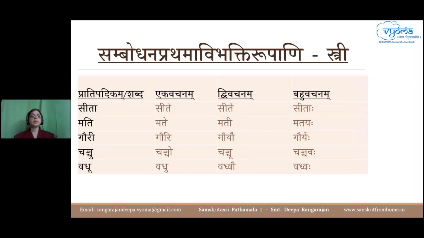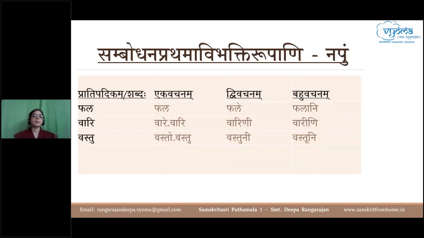The Sambodhana Prathama for the Strilinga Shabdas are like this. Sita, Akaranta Shabda, it becomes Ekara. Site, Site, Sitaha. Mati, Ikaranta Shabda also it becomes Ekara. Mate, Mati, Matayaha. For Gauri, the Dirgha Ikara becomes Hrasva Ikara. Gauri, Gauryau, Gauryaha. Chanchu, Hrasva Ukara, it becomes Chancho. Chancho, Chanchu, Chanchavaha. For Vadhu, Dirgha Ukara, again it becomes Hrasva, just like Dirgha Ikara. Vadhu, Vadhvau, Vadhvaha. These are the Sambodhana Prathama forms.